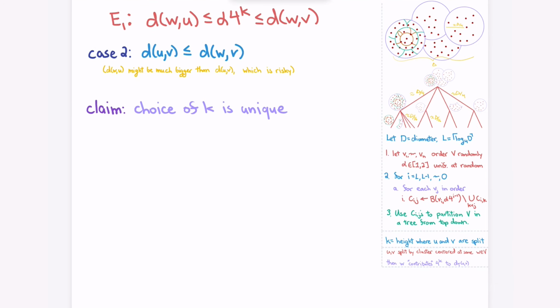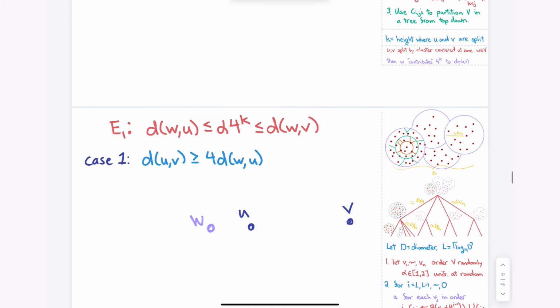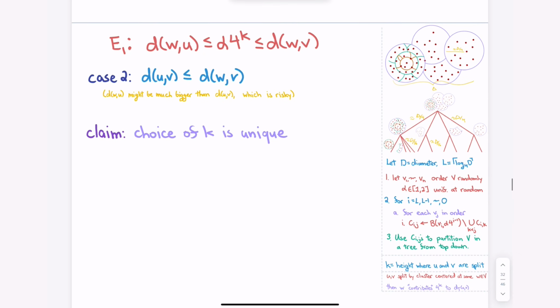Okay. The more interesting case is when W is further away. Okay, did I mean WV or WU? I meant WU. Let me fix that. Of course, I won't fix it next time I teach it.